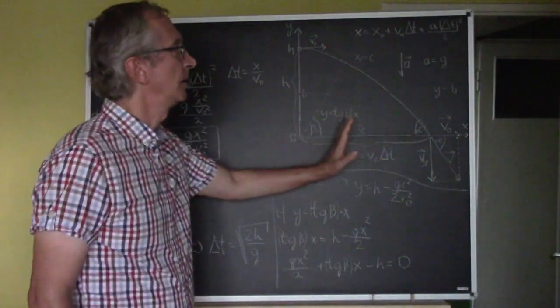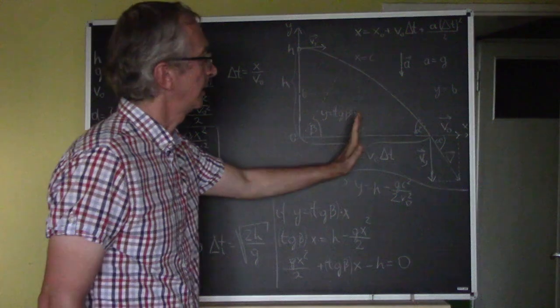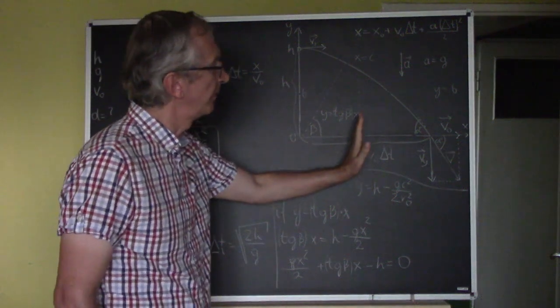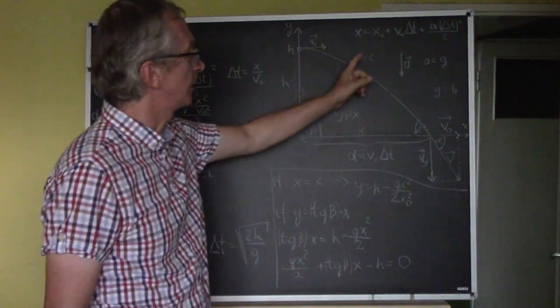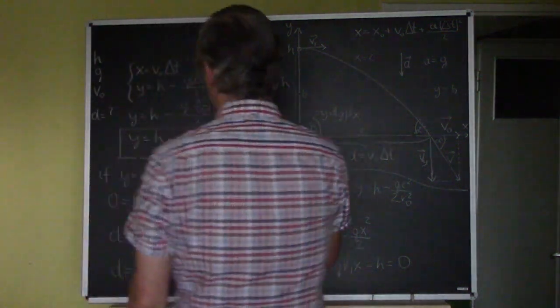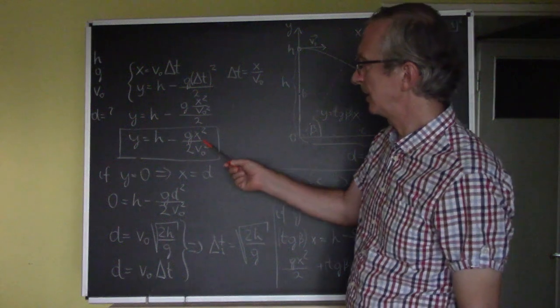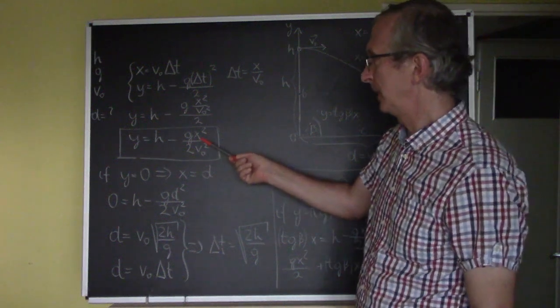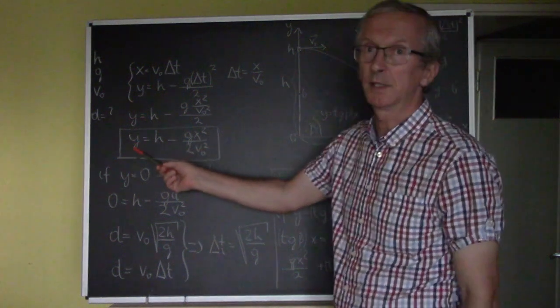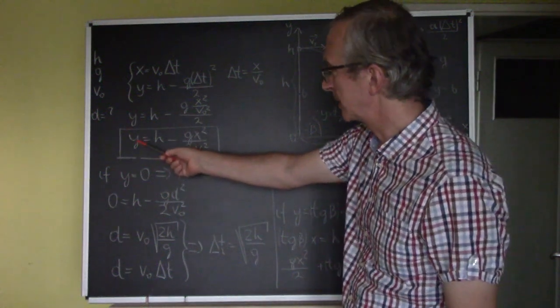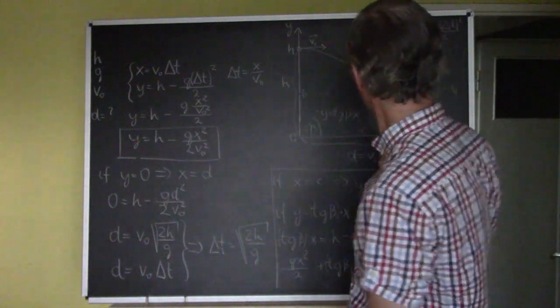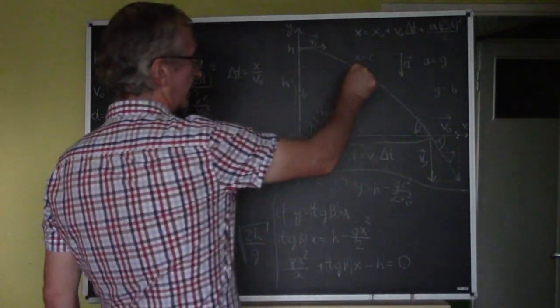If our obstacle is a vertical wall, its equation is x equals c, then we just put c here, and we calculate the value of coordinate y of this place.